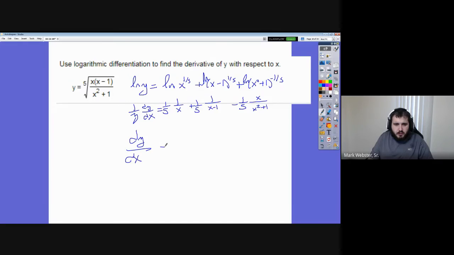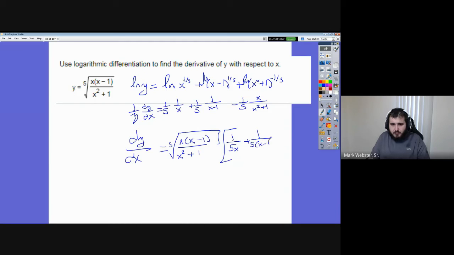dy over dx equals that madness, that fifth root. It's just copying. This is going to be the hardest part of the entire problem, trying to do this madness in the homework thing. And then here's multiply these two together, 1 over 5x plus 1 over 5 times x minus 1 minus x over 5 times x squared plus 1. Close bracket there.